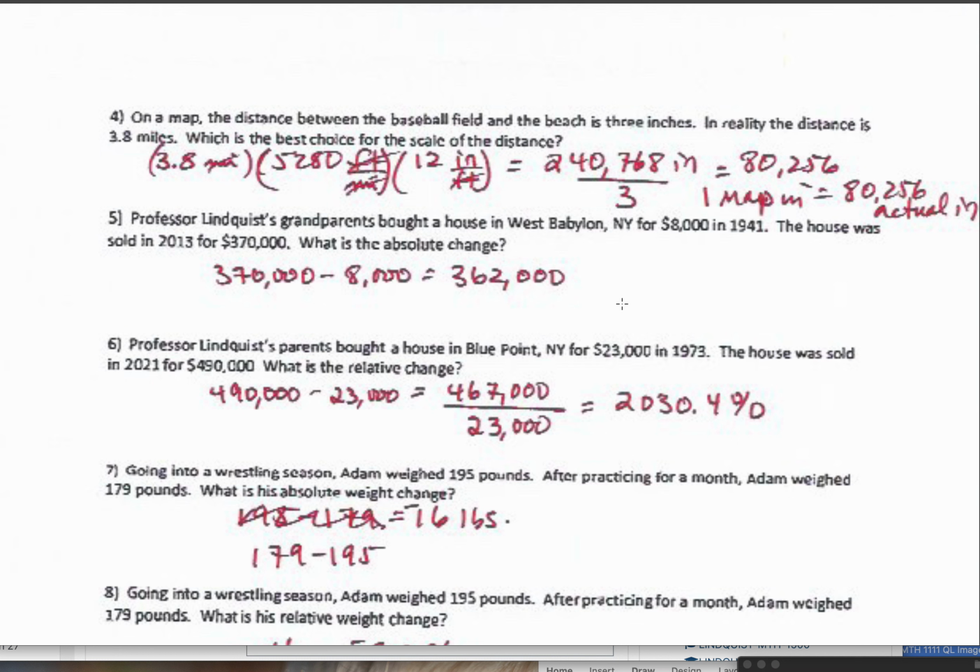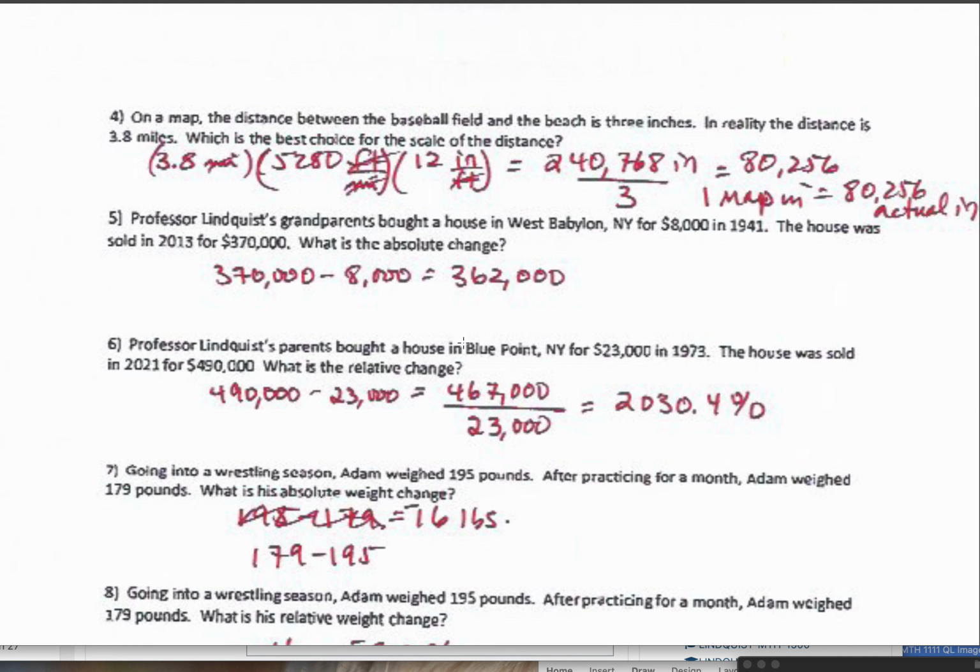Now we'll talk a little about absolute and relative change. My grandparents bought a house in West Babylon, New York for $8,000 in 1941. I actually think it was 1940, and I actually think it was $7,000, but whatever. The house was sold in 2013 for $370,000. Might have even been more than that. What's the percent change? So $370,000 minus $8,000 was $362,000 change. It went up that much. That's some serious money made. That's why we'll talk about this when we talk about managing money, but your house is definitely an investment. It's more than just a place to live.